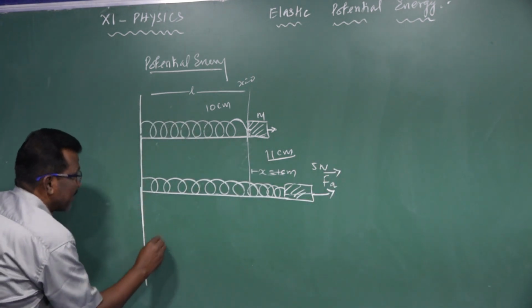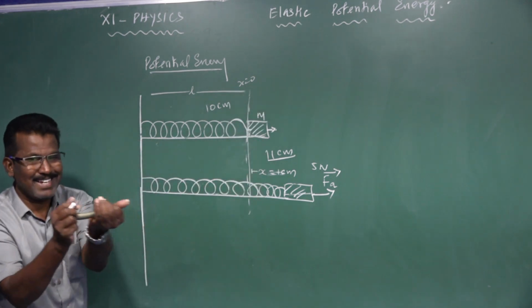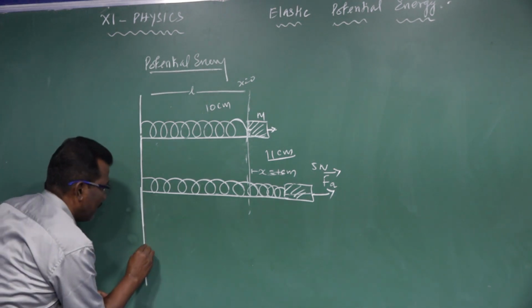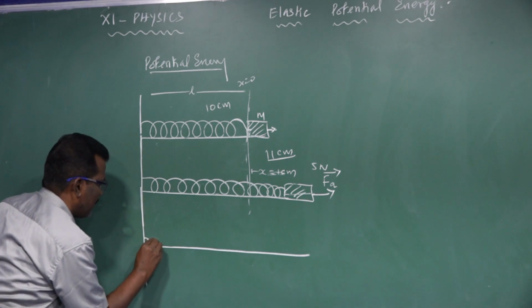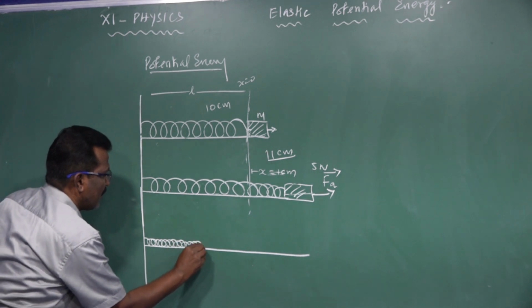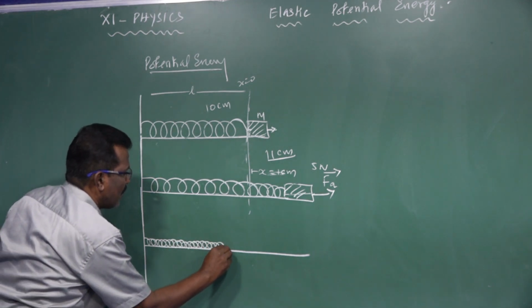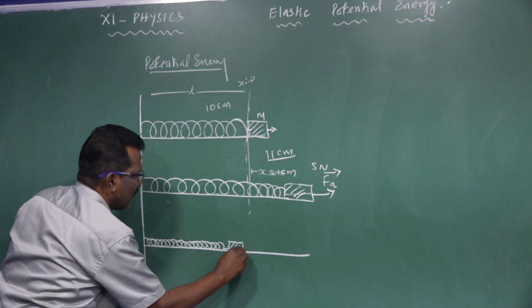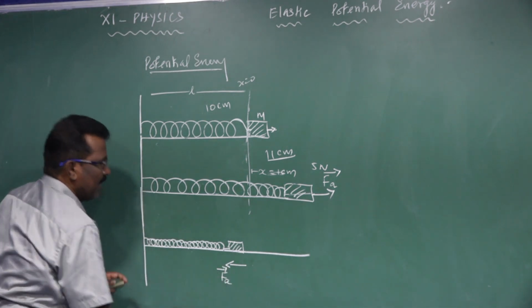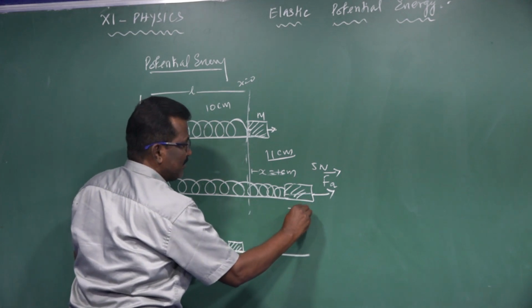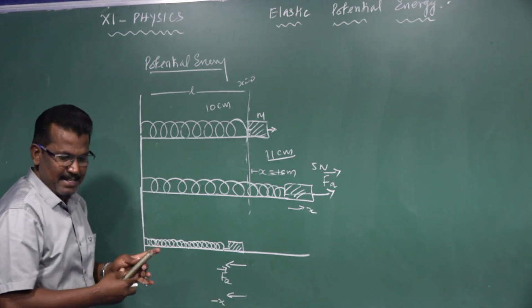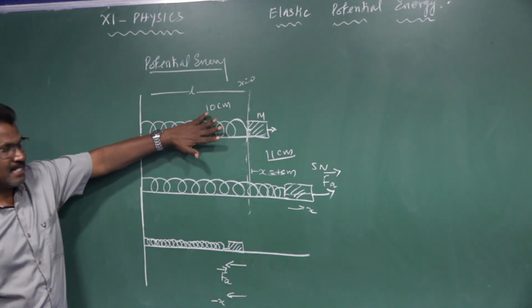Suppose the same spring is compressed from the natural length. When the force is applied in the opposite direction, it is compressed. Now the force is applied in the opposite direction. This is the applied force, Fa. The applied force acts along the x direction in one case, and in the opposite direction, the minus x direction, in the other. So this is the original length.